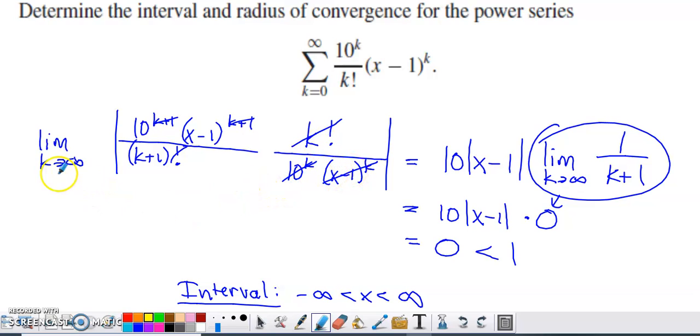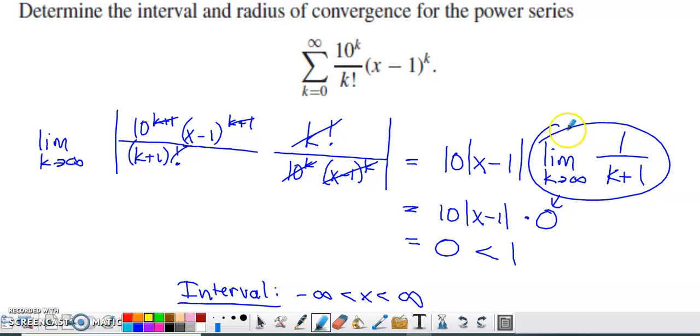When I'm within a limit as k approaches infinity, 10 is a constant. I'm going to factor that in front of the limit. X minus 1 is now no longer affected by k, since this k is out of the exponent on that piece. So within the limit, x minus 1 is also a constant. I want to factor it out, but as I do, I need to make sure it stays inside the absolute values that the ratio test involves. So I've factored out the pieces that are unaffected by k, and then the limit as k approaches infinity is simply going to have 1 over k plus 1 inside of it.